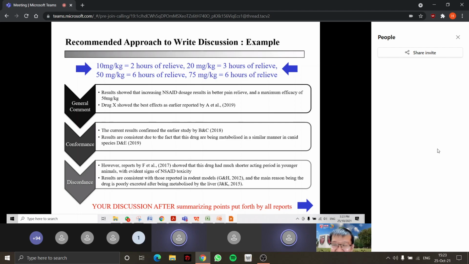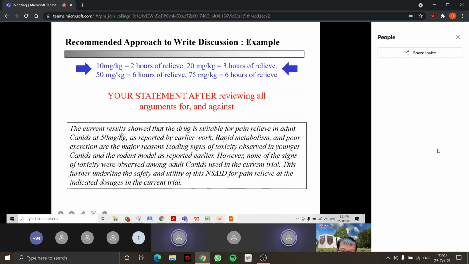So you see, just by doing this, you can include a lot of references here already. You need to read a lot of things, showing that you have a good grasp of your topic, and at the same time you are discussing intensively, specifically on the various aspects addressed by the other researchers and on your research itself. So these are the general comment, conformance, discordance approach, as I already told you here.